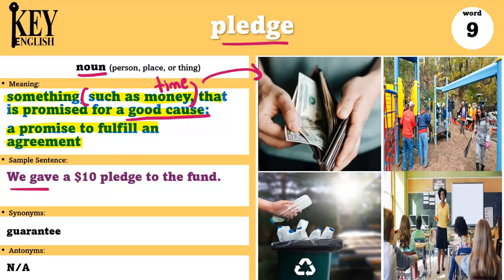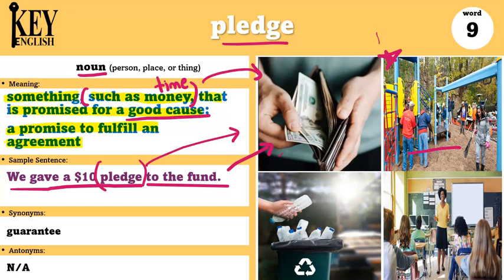For example, we gave a $10 pledge to the fund. Maybe there is a school that wants to get a new playground. So people can pledge money. They can give money so that the school can get the new playground. So I could say, they gave a pledge of money to help build the new playground. Another example would be, he made a pledge to protect the environment by recycling. So he promised to protect the environment by recycling. So now I can say that is his pledge.